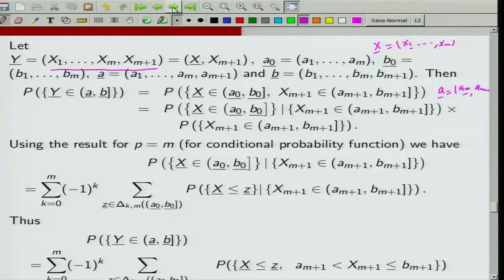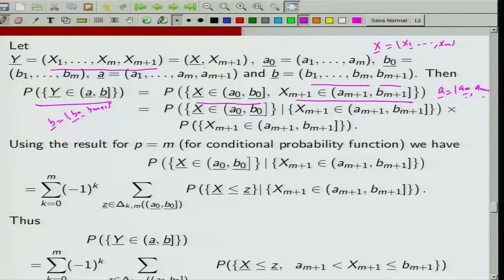Similarly, b turns out to be vector b0 and bm+1, which is nothing but b1, b2, ..., bm, which was nothing but b0, and bm+1. Then probability that Y belongs to (a, b], which is same as probability that (X, Xm+1) belongs to (a0, am+1], which is same as X belongs to (a0, b0] and Xm+1 belongs to (am+1, bm+1].